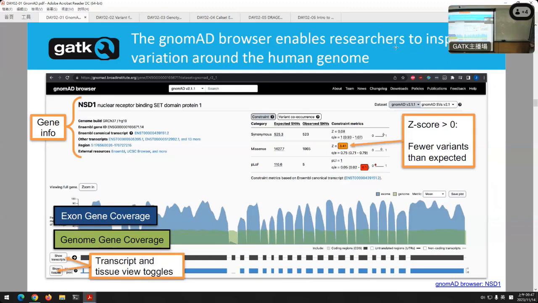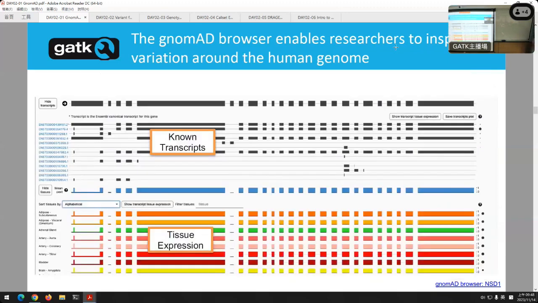Way down at the bottom, there are these little toggles that say show transcripts and show tissues. So if we click on those, then we get this expanded view where we can see all of the known annotated transcripts that have been observed for NSD1 on top. And then we can see our per base expression levels, but broken down by each tissue. So if you are a clinician investigating your patient's cause of disease, you can zero in on the tissue that's relevant for that disease and look at the per base expression. Maybe the variant that you're looking at actually falls in a region of the gene that is not really expressed in your tissue of interest, and you maybe could rule out that variant as the cause of disease.